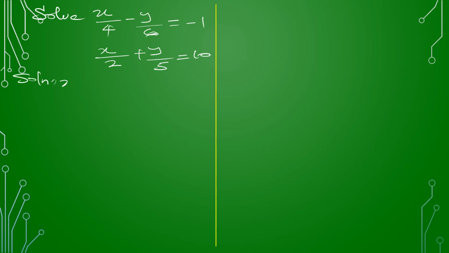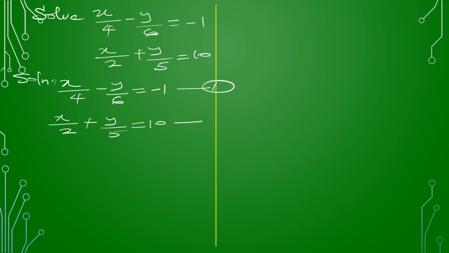We have x over 4 minus y over 6 equals -1. We call it equation 1. We also have x over 2 plus y over 5 equals 10. We call it equation 2. Now let's take the LCM of both equation 1 and 2.